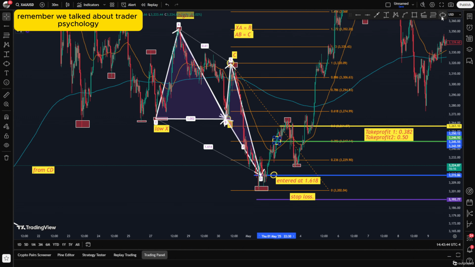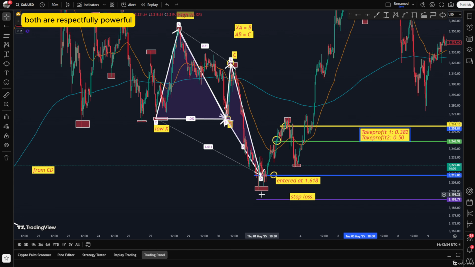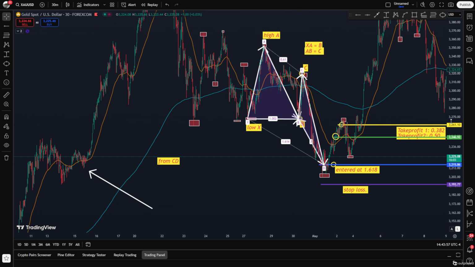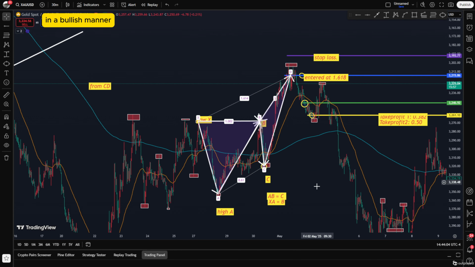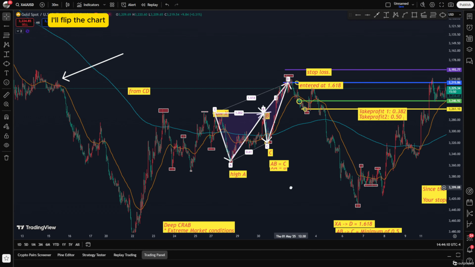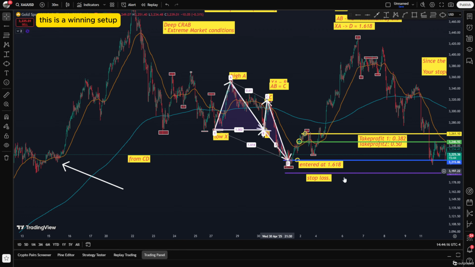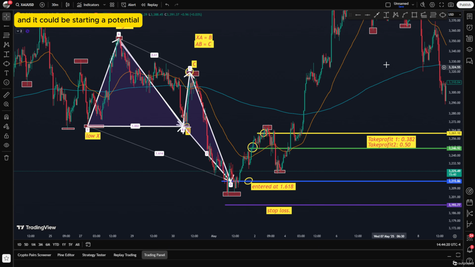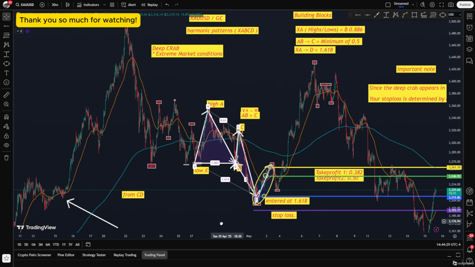Remember, we talked about trader psychology and how greed can have you disrespecting either the bears or the bulls. Both are respectfully powerful. And just like how we found this deep crab in a bullish manner, they also exist as bearish deep crabs as well. I'll flip the chart and then I'll flip it back to normal. This is a winning setup, and it could be starting a potential another leg for another harmonic pattern to continue this cycle. Thank you so much for watching.